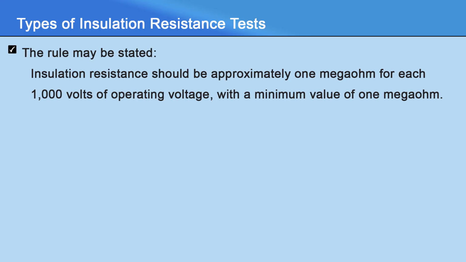For many years, maintenance professionals have used the 1 megohm rule to establish the allowable lower limit for insulation resistance, and the rule may be stated as: insulation resistance should be approximately 1 megohm for each 1000 volts of operating voltage, with a minimum value of 1 megohm.